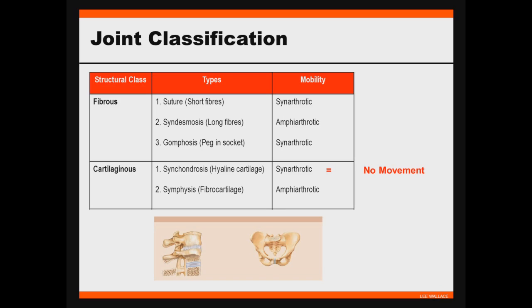The second type of cartilaginous joint is called a symphysis joint, which refers to cartilaginous joints that are joined via fibrocartilage. Now in comparison to our synchondrosis joints, they have a little bit more give, a little bit more movement. So they're classified as amphiarthrotic in mobility, meaning slightly movable, a little bit of give. The two examples we've got here below are our intervertebral discs and our pubic symphysis.